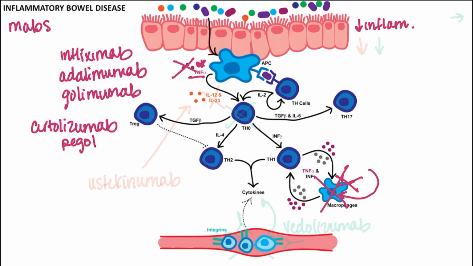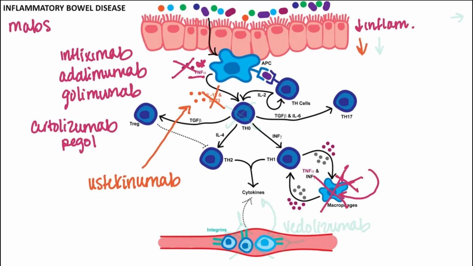The next agent is ustekinumab, and this is a monoclonal antibody that's also known as Stelara, and it is against interleukin 12 and 23. And it will lead to a similar cytokine neutralization and a dampened inflammatory response in the GI tract.